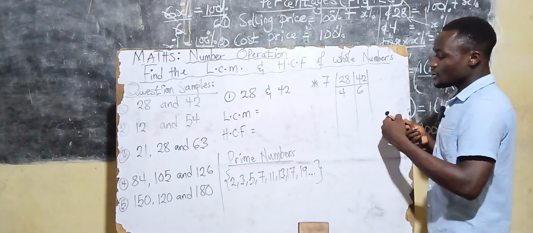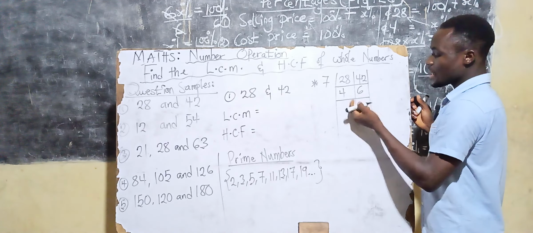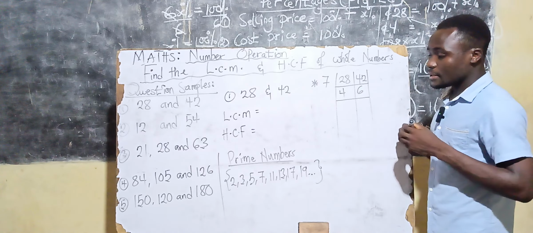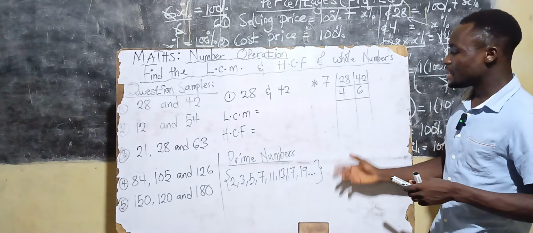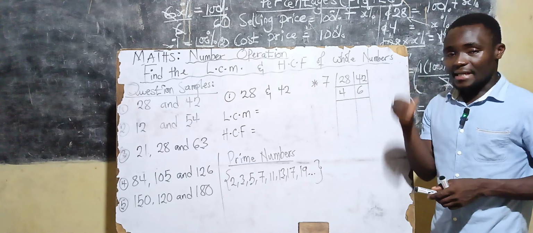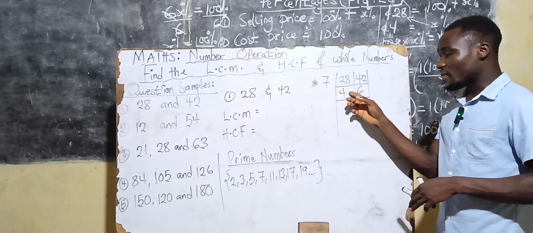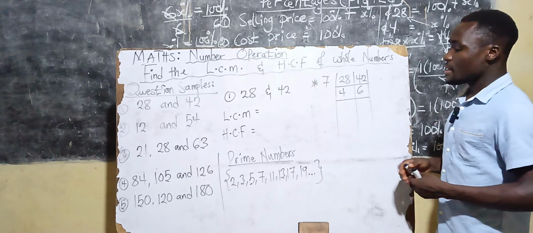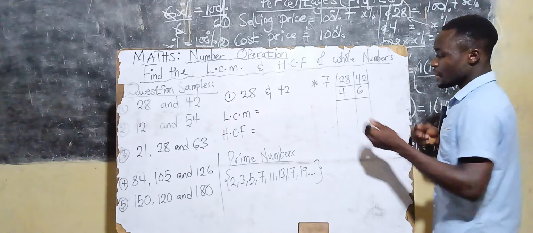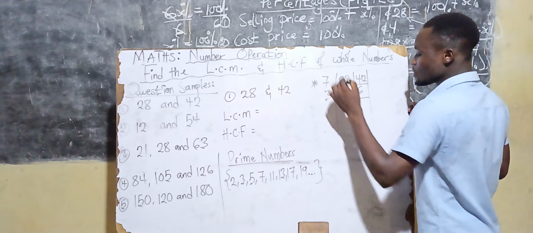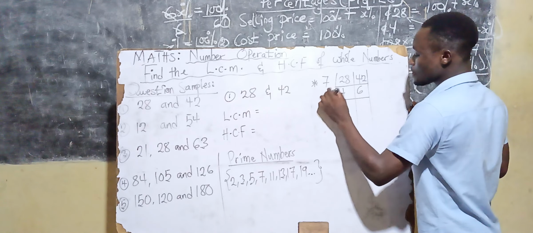Okay, now we dive into the next part. We now have 4 and 6. So our next thing is we are going to pick another prime number which can divide these two numbers at the same time, or it can divide one of them. Can we use 7? No. Can we use 3? Yes, we can use 3. So I can use 3 here.